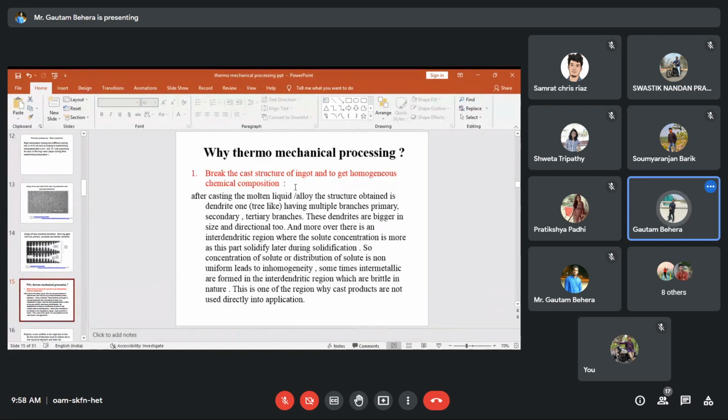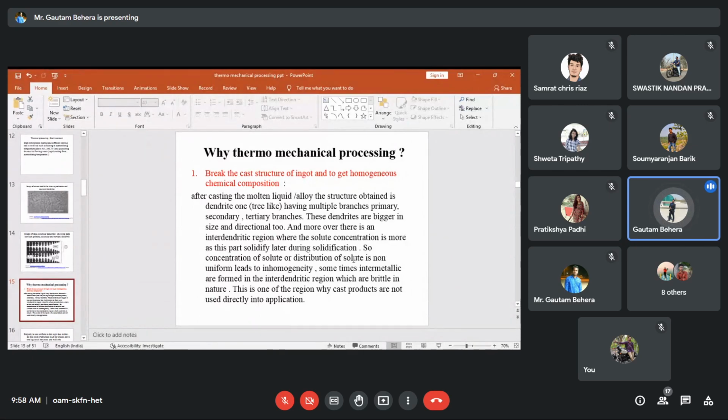So I can say after casting the molten liquid alloy, the structure obtained is dendritic, that is tree-like, having multiple branches, primary, secondary, and tertiary branches. You have seen from the figure, right? These dendrites are bigger in size and directional too, as I told earlier, right? And moreover, there is an interdendritic region where the solute concentration is more, as this part solidifies later during solidification, as I told, right? You have to remember this important line.